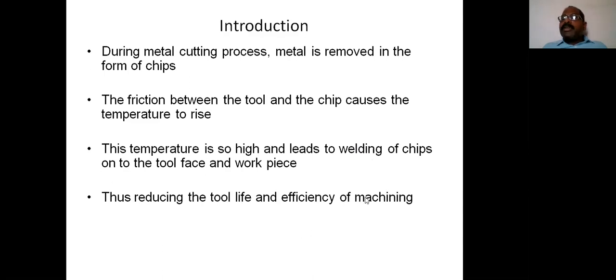What is the meaning of efficiency of machining? It is the rate of removal of material over the surface. Here one more point is not given: the life of the machine or the life of the work holding tools also decreases. That point is not given in this one.